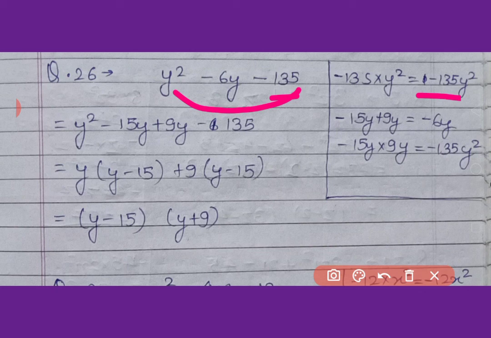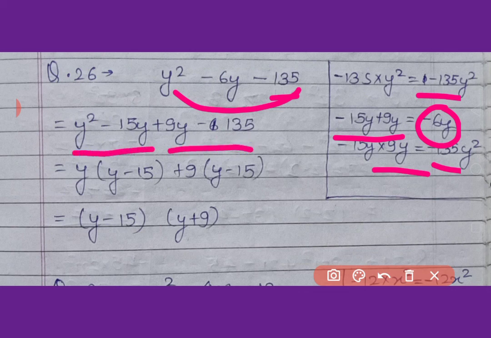So we check numbers above 6. Is it divisible by 7? No. By 8? No. By 9? Yes, it is divisible by 9. So 9 fifteens are 135. So we will take two terms, minus 15y plus 9y. Then it will be minus 6y, and their multiplication will be minus 135y square. So it has divided into two groups.